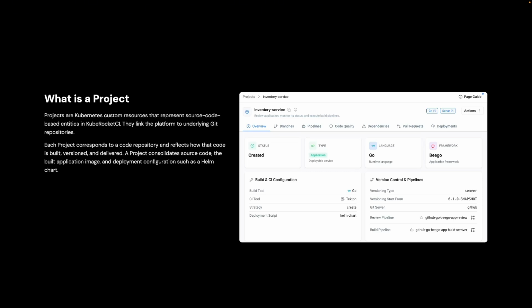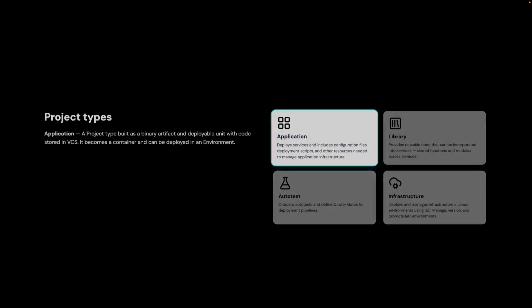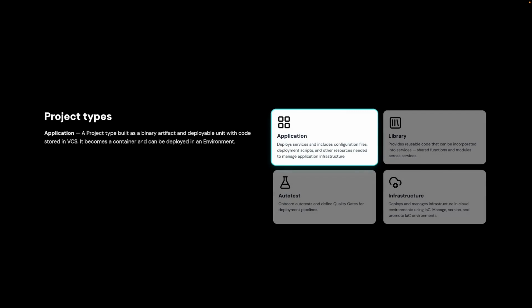Projects can serve various purposes, and that's why KubeRocketCI offers several project types. So, what are the project types in KubeRocketCI? There are 4 project types: application, library, auto test, and infrastructure. Application represents a deployable unit with code stored in a version control system. In essence, it's an artifact that can be deployed to an environment. This project type is the most commonly used.